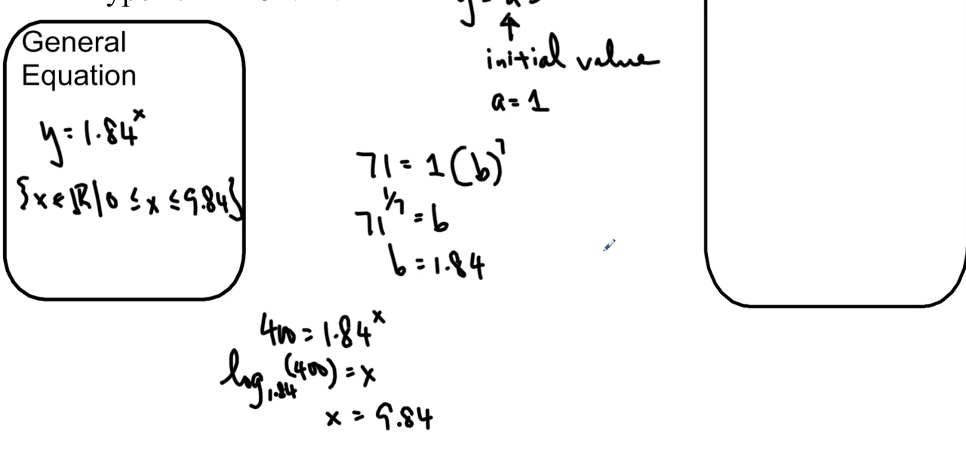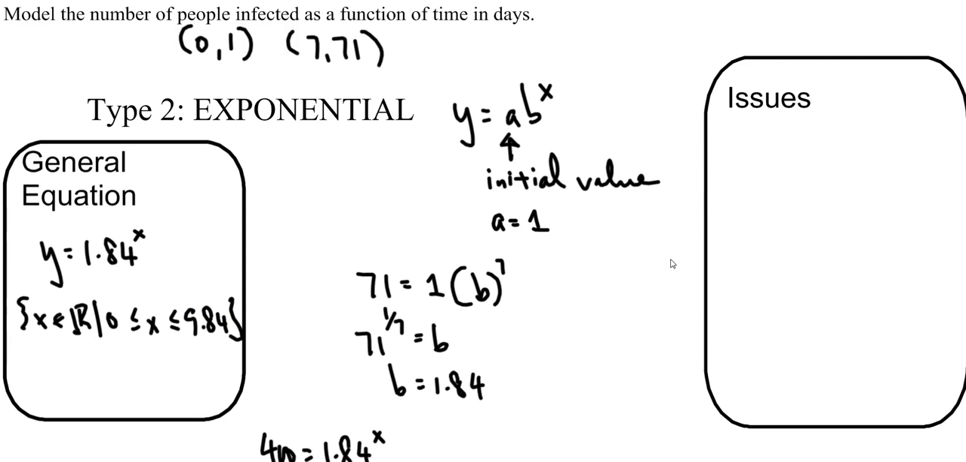Now the problem with this type is that we've actually got the correct growth, but we can't really build in the limit on the growth, right? Limit is not built in.